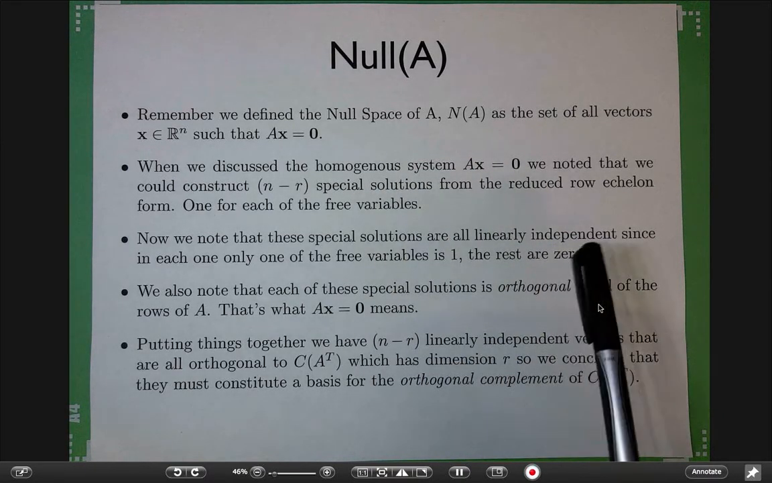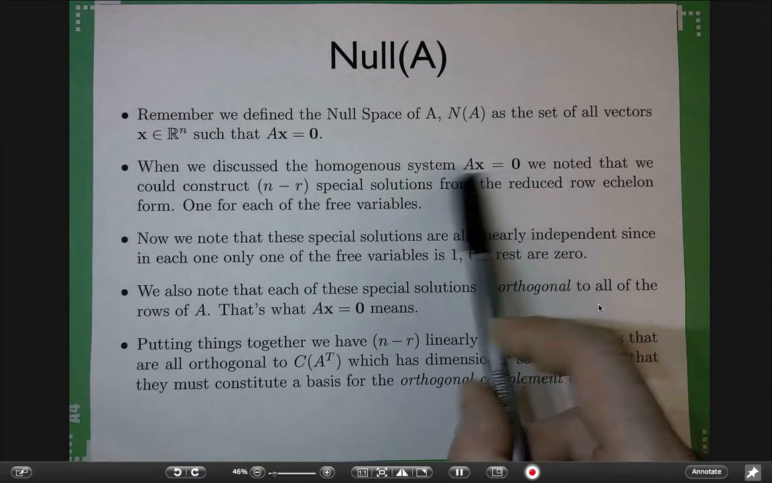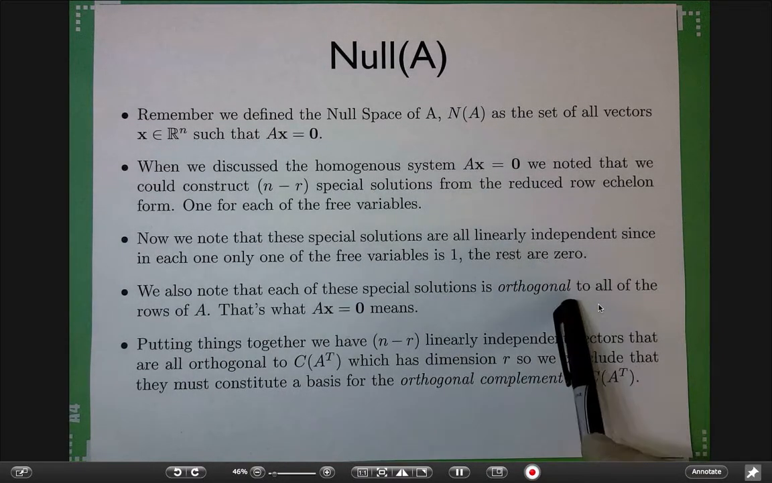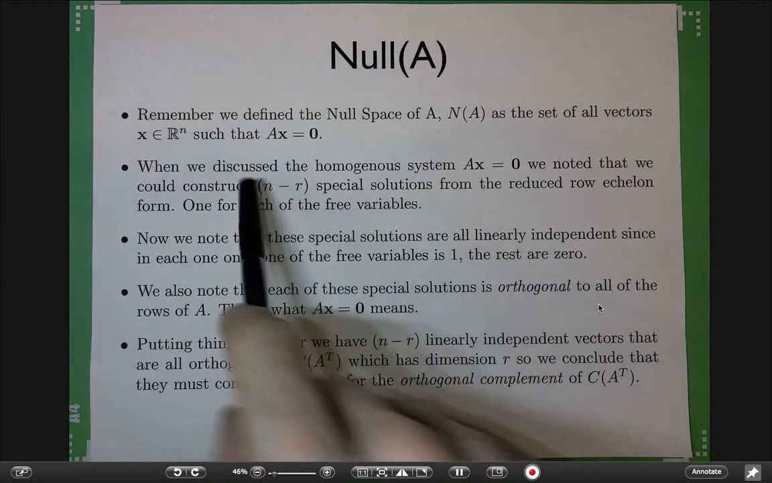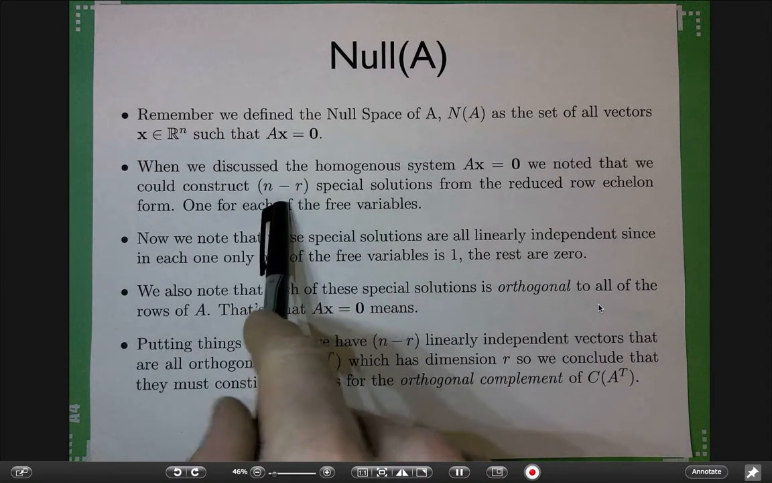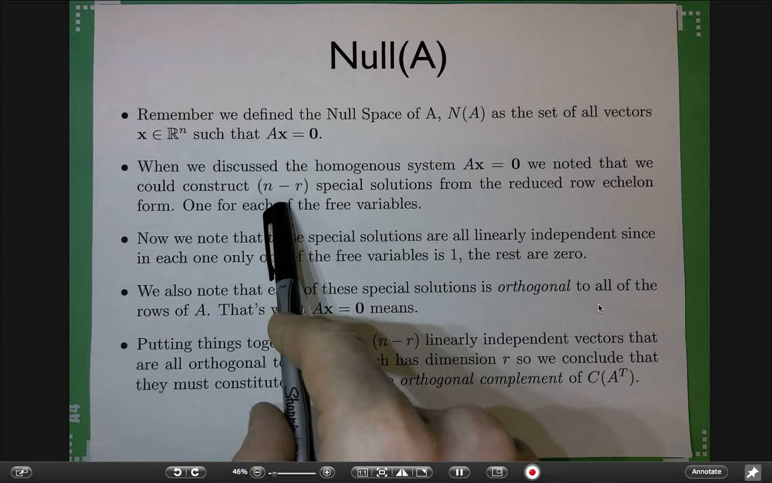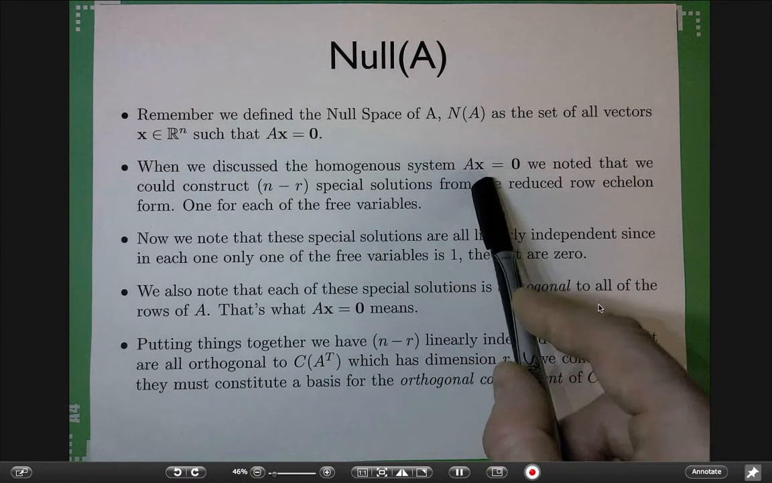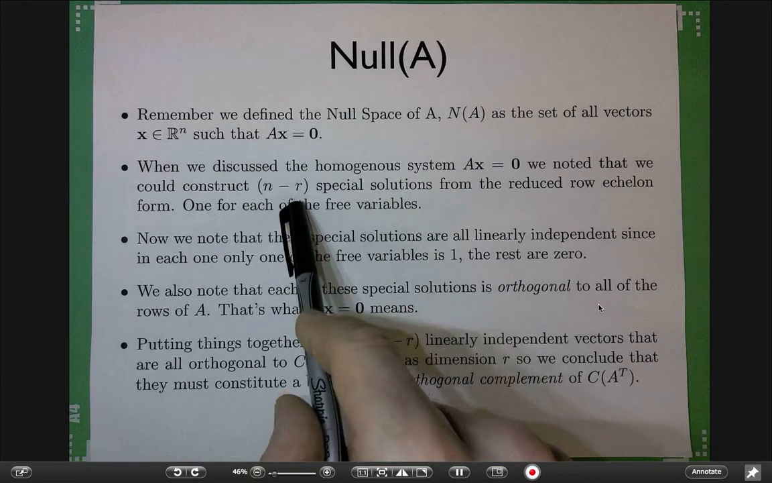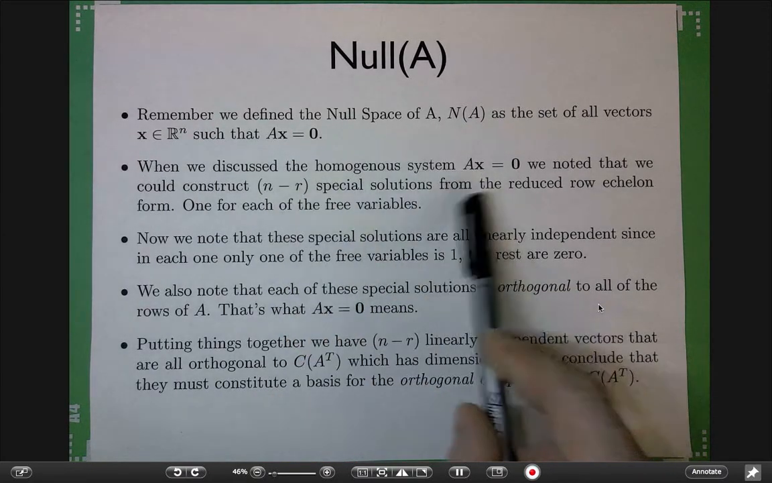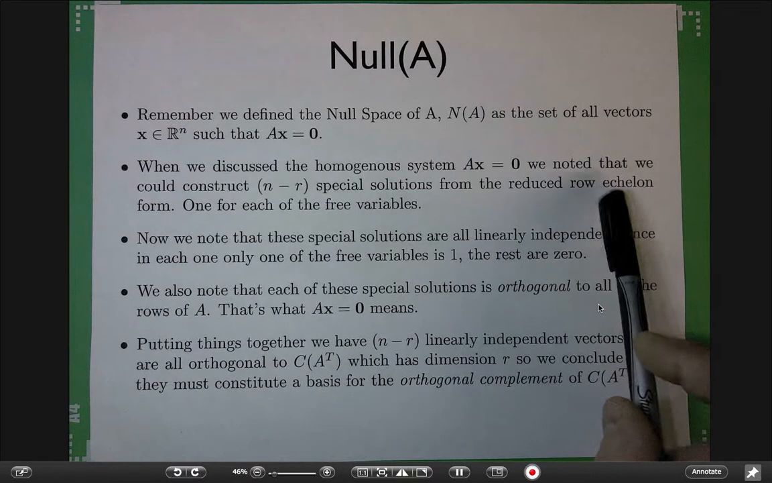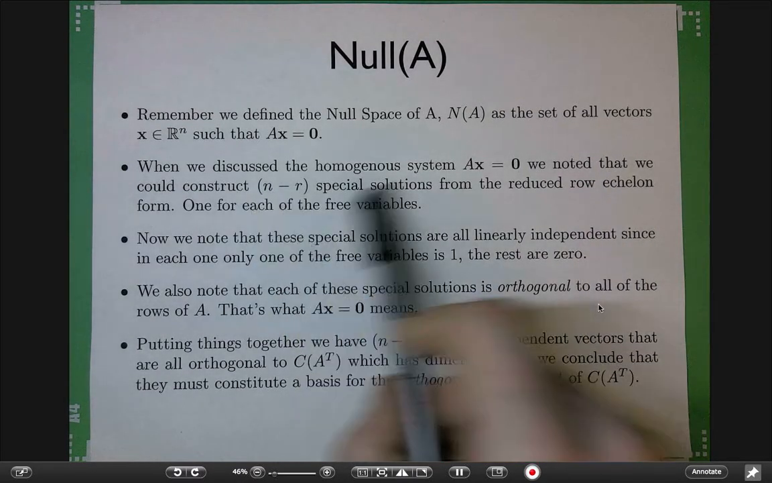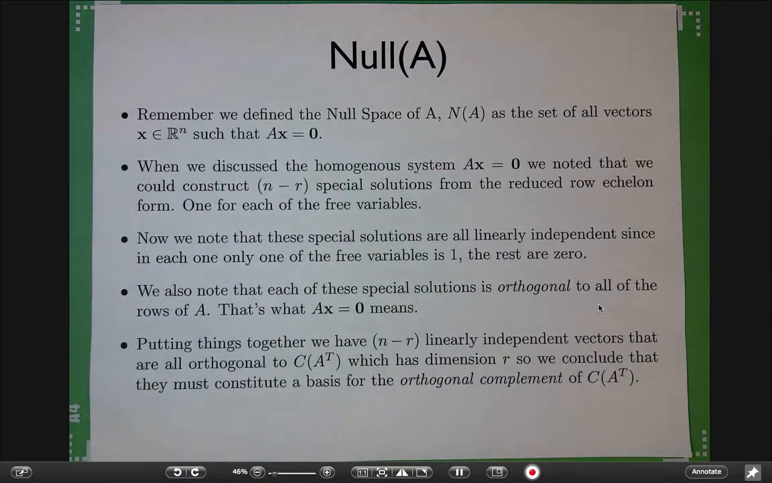That's what we discussed on Friday, right? Once you do the reduced row echelon form, you get some pivot variables and some free variables. And the number of free variables will be exactly n minus r, right? For every free variable, we can get a solution here. And the solutions we get for the individual free variables will be linearly independent. So we will get a subspace of dimension n minus r.